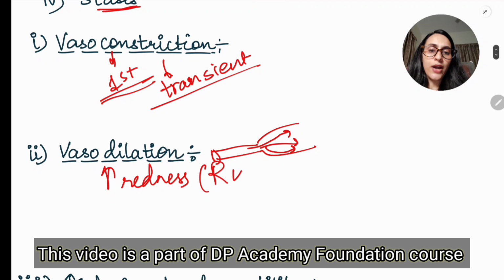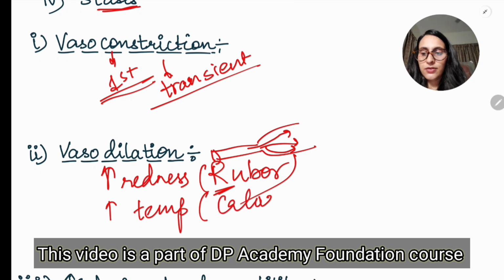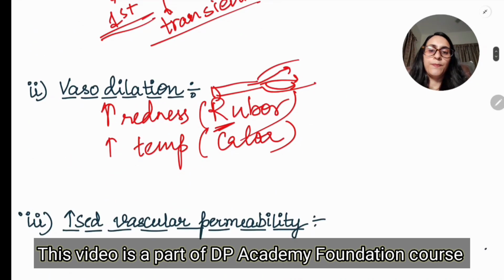Rubor. If you remember the 4 cardinal signs: rubor, tumor, dolor, calor. And the 5th one is functio laesa, which is given by Virchow. And all of these 4, rubor, tumor, dolor, calor, are given by Celsus. So R for redness, R for rubor, increase in the redness. Since there is increase in the blood flow, because of that, increase in the temperature is seen, and that is known as calor. And the mediators here are histamine and serotonin.